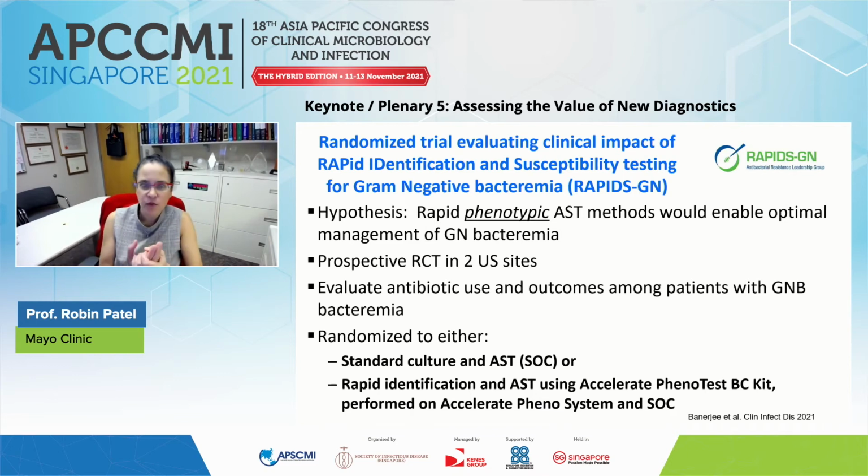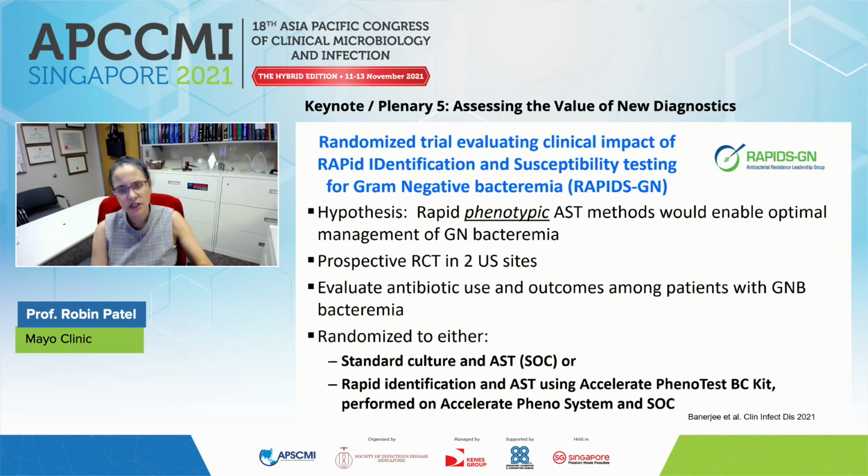So when this came out, we also asked the question, is this of value in our clinical practice? And so we executed now a second randomized trial evaluating the clinical impact of this rapid phenotypic susceptibility testing method for patients with gram-negative bacteremia. This was a prospective randomized controlled trial done in 2 US sites, and it was just recently published in Clinical Infectious Diseases. And we evaluated antibiotic use and then other outcomes that I'll show you in a minute in patients with gram-negative bacteremia. And we only had 2 arms in this study because we had already learned that antimicrobial stewardship is a good thing, and we put it into both arms of this clinical trial.